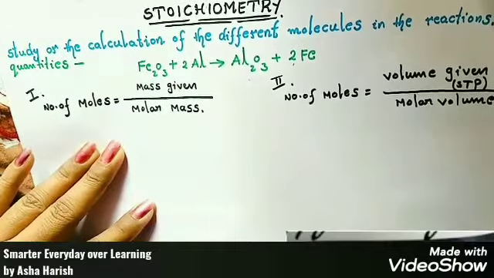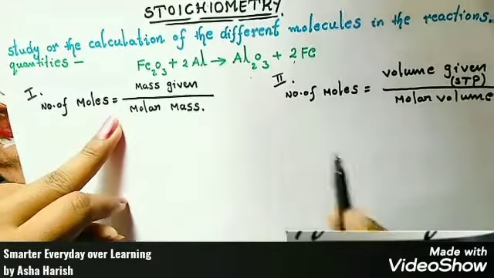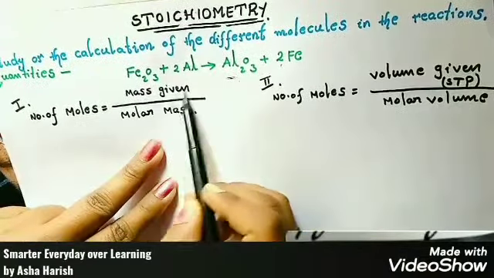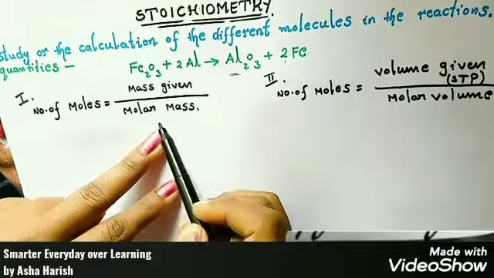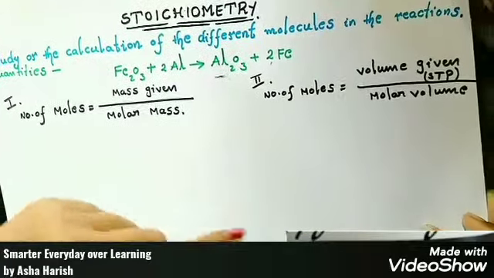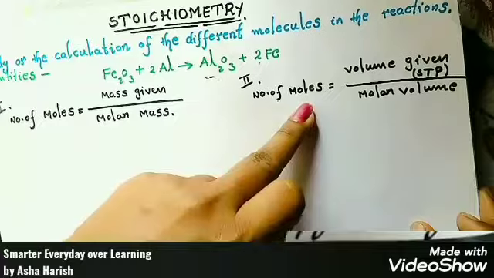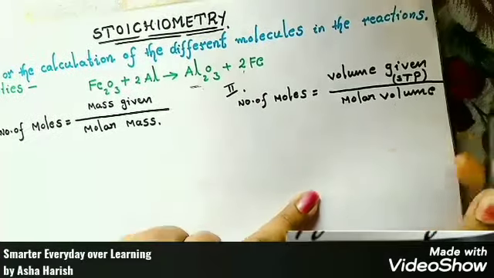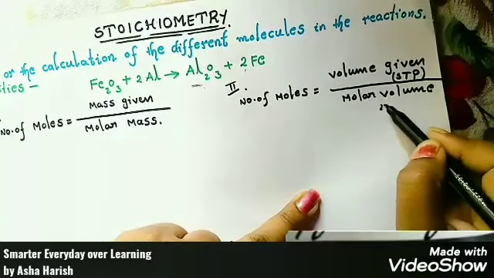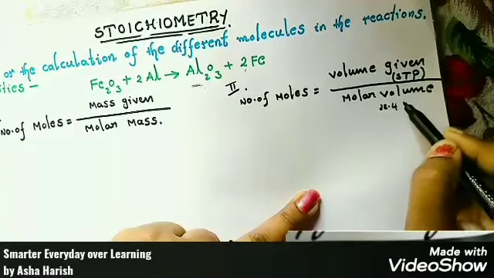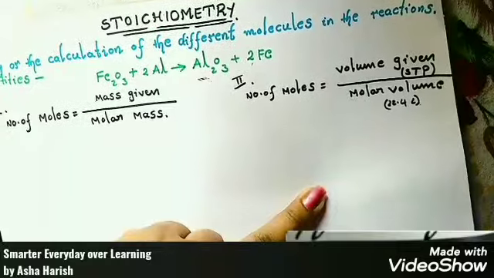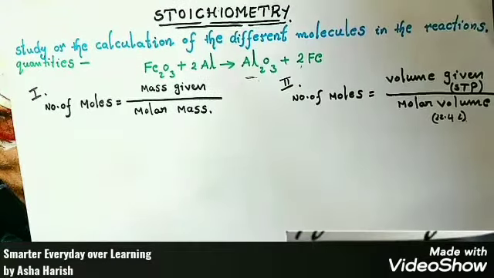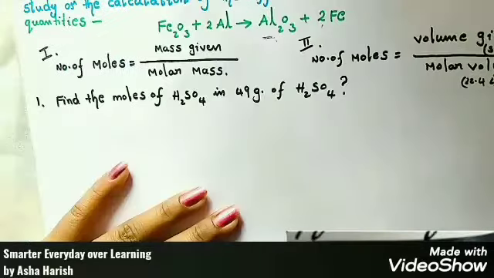The first one is, if you have to calculate the number of moles present in this chemical equation, when we have to take mass, that means number of moles equals given mass by molecular mass, that is molar mass. The second formula for the calculation of the number of moles is given volume by molar volume. So students, for this molar volume you have to always take 22.4 liters for any question. So students, by using these 2 formulae we have to solve some problems.